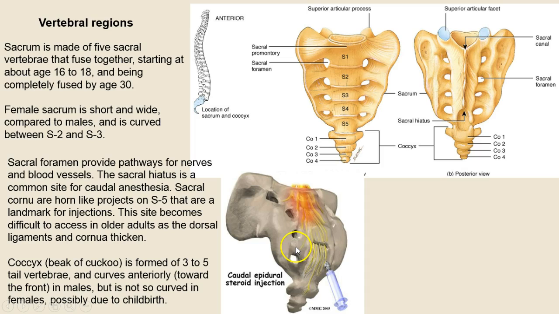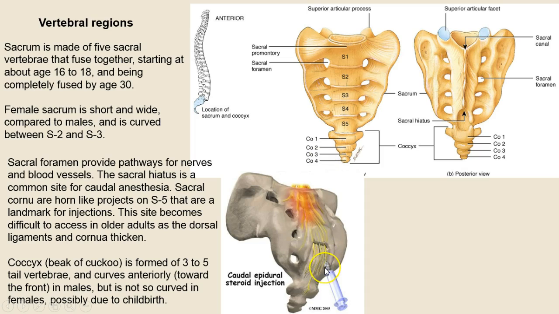One neat thing is this cornu here, and here's where we inject an epidural. The problem is, as we get older patients, that ligament, the dorsal ligament, begins to thicken. Here's the cornu. If you look at the upper right, there's a better view of that horn-like cornu. See, so this gives you a target. Here's the cornu, and there's the sacral hiatus, where we have access to the spinal cord. Okay, and that's pretty neat because we don't have easy access to the spinal cord in many parts of it.